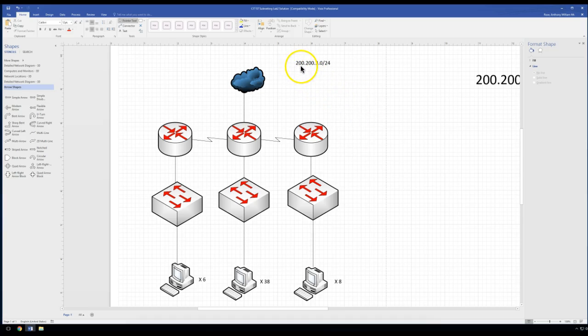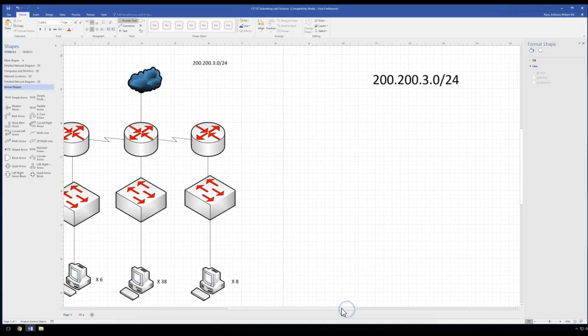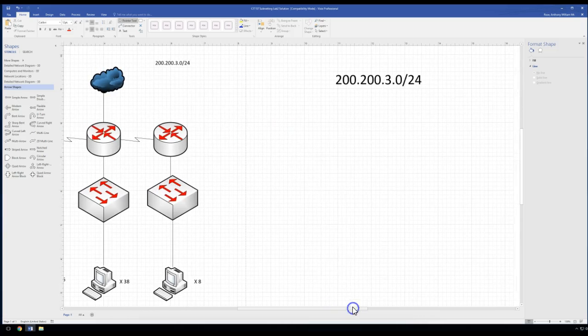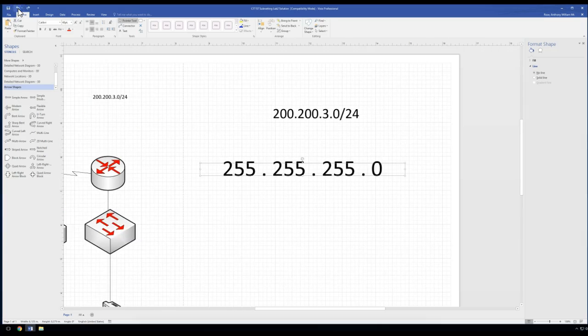Our address that we are starting with is 200.200.3.0. It's a /24, which means that our subnet mask will be 255.255.255.0, which expressed in binary is a series of 24 ones. So that's where we get that /24.